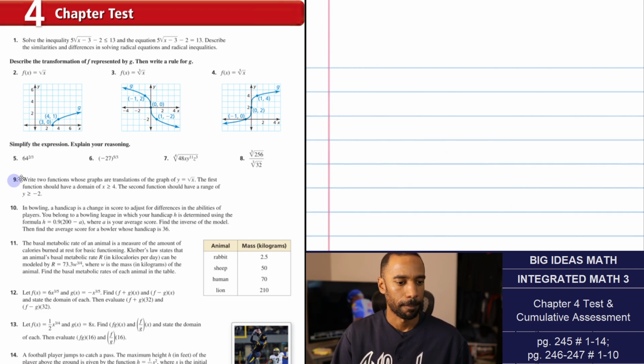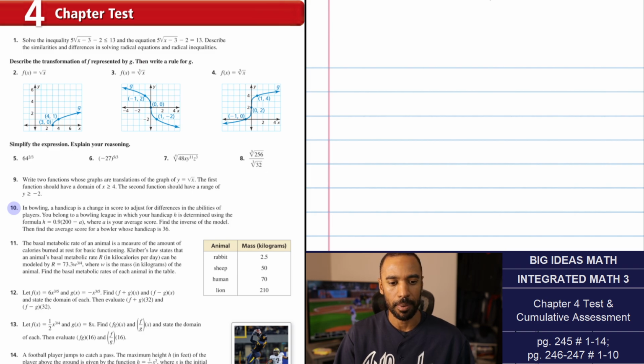Okay, number 10. In bowling, a handicap is a change in score to adjust for differences in the abilities of players. You belong to a bowling league in which your handicap H is determined.